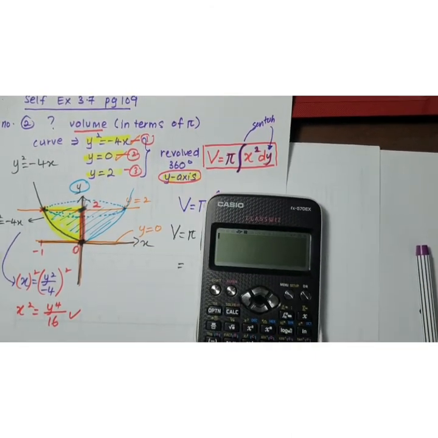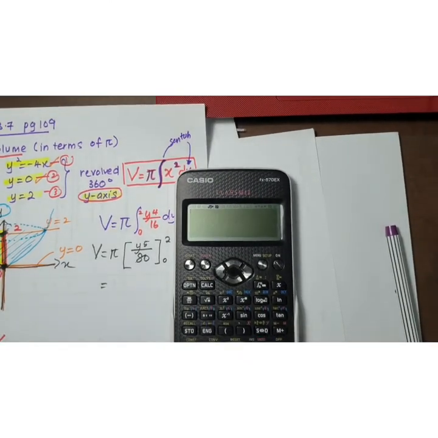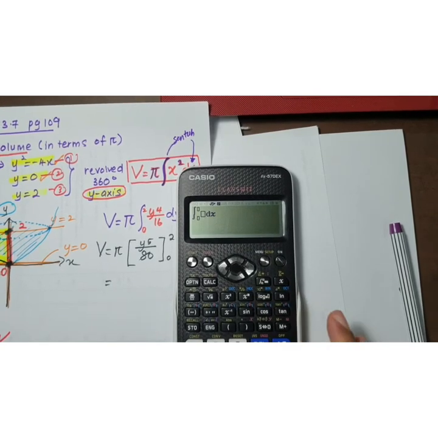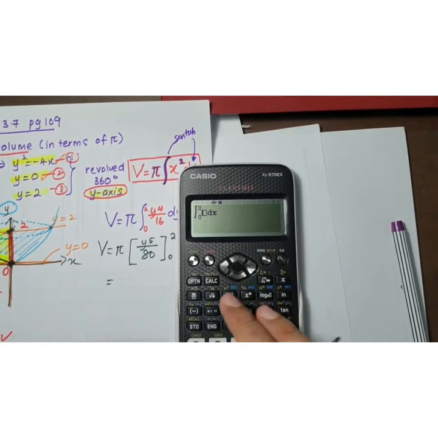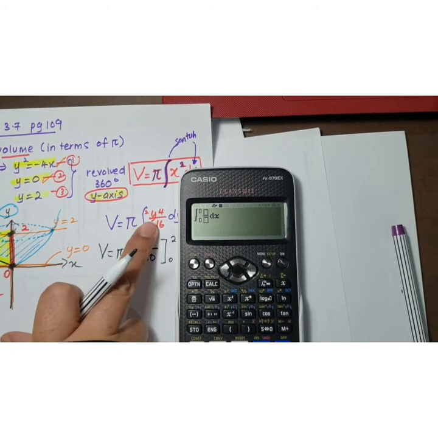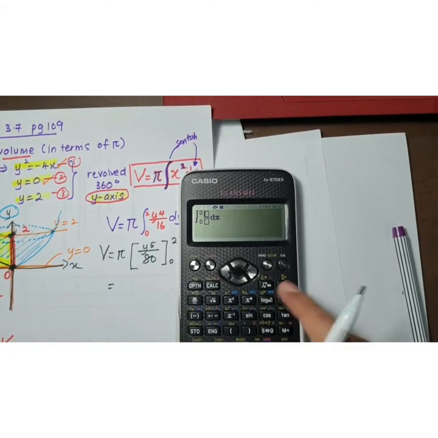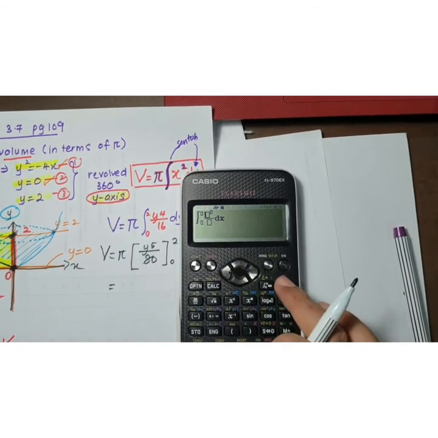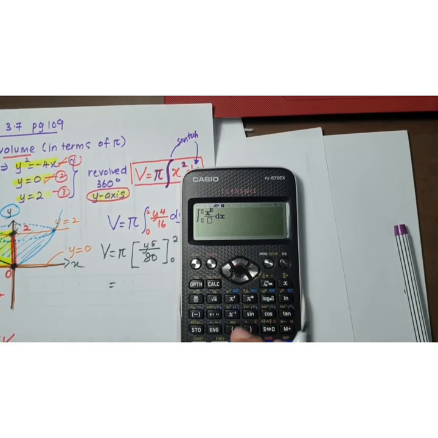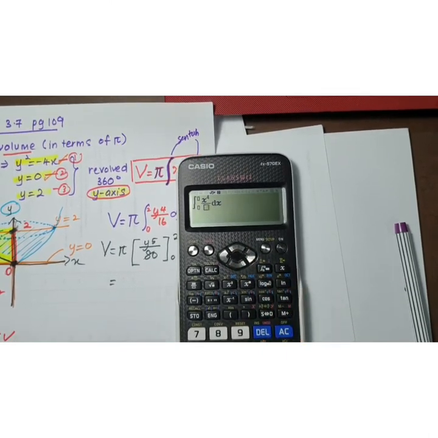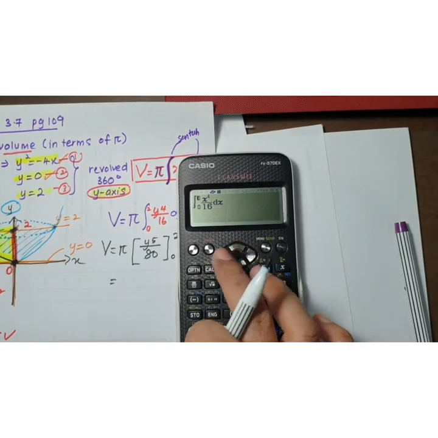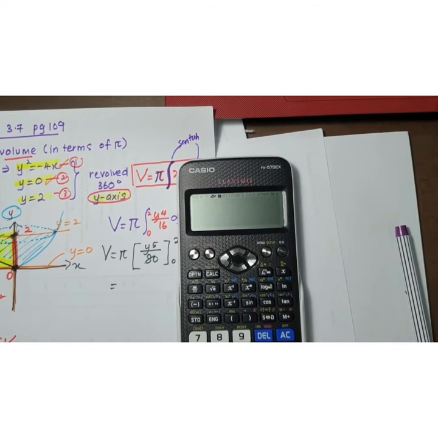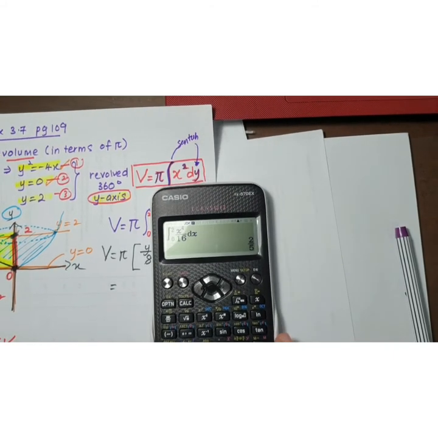Okay, let's check using this calculator. Use this button for integration. Then key in the function. Key in the original function, y to the power of 4 over 16. The limit is 2 and then 0. Equal sign. You should get 2 over 5.